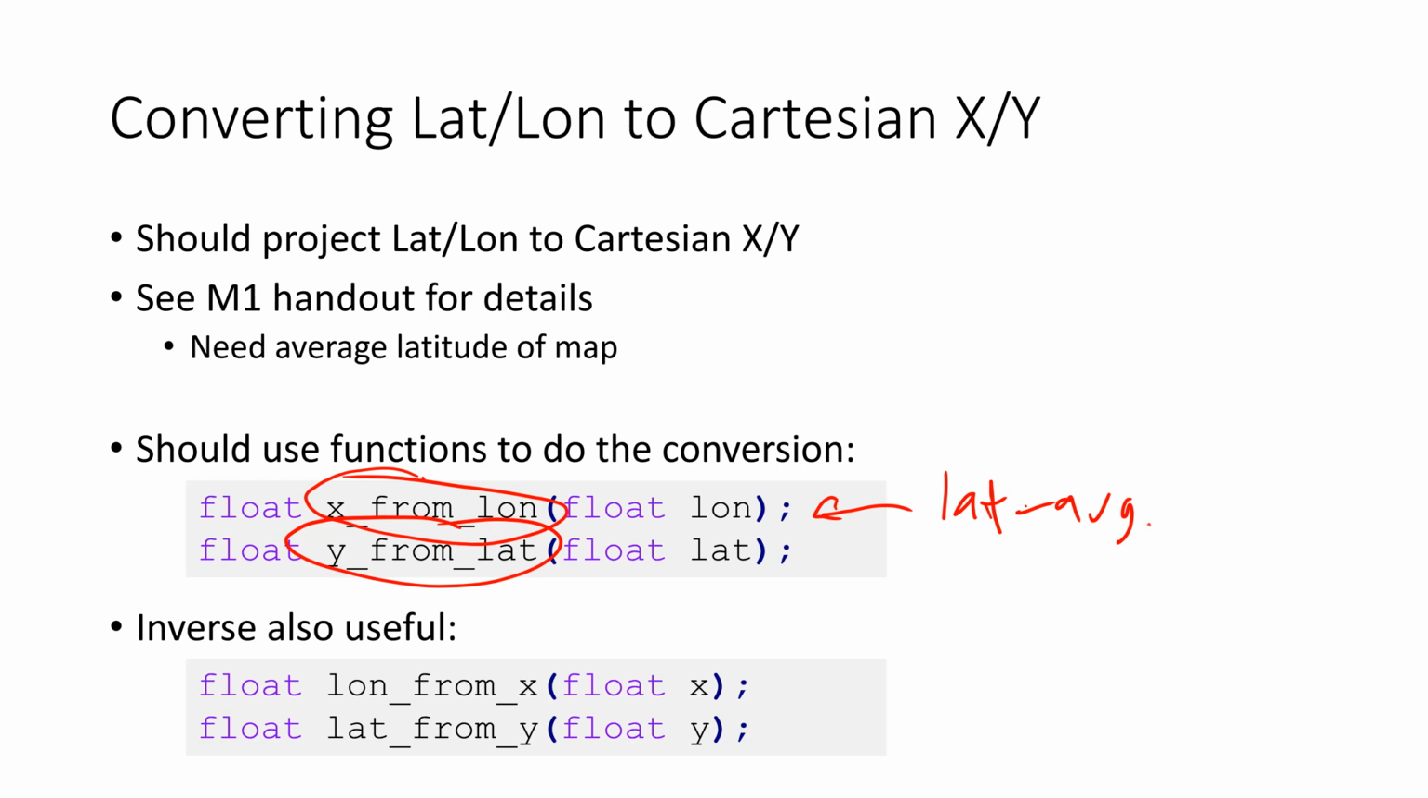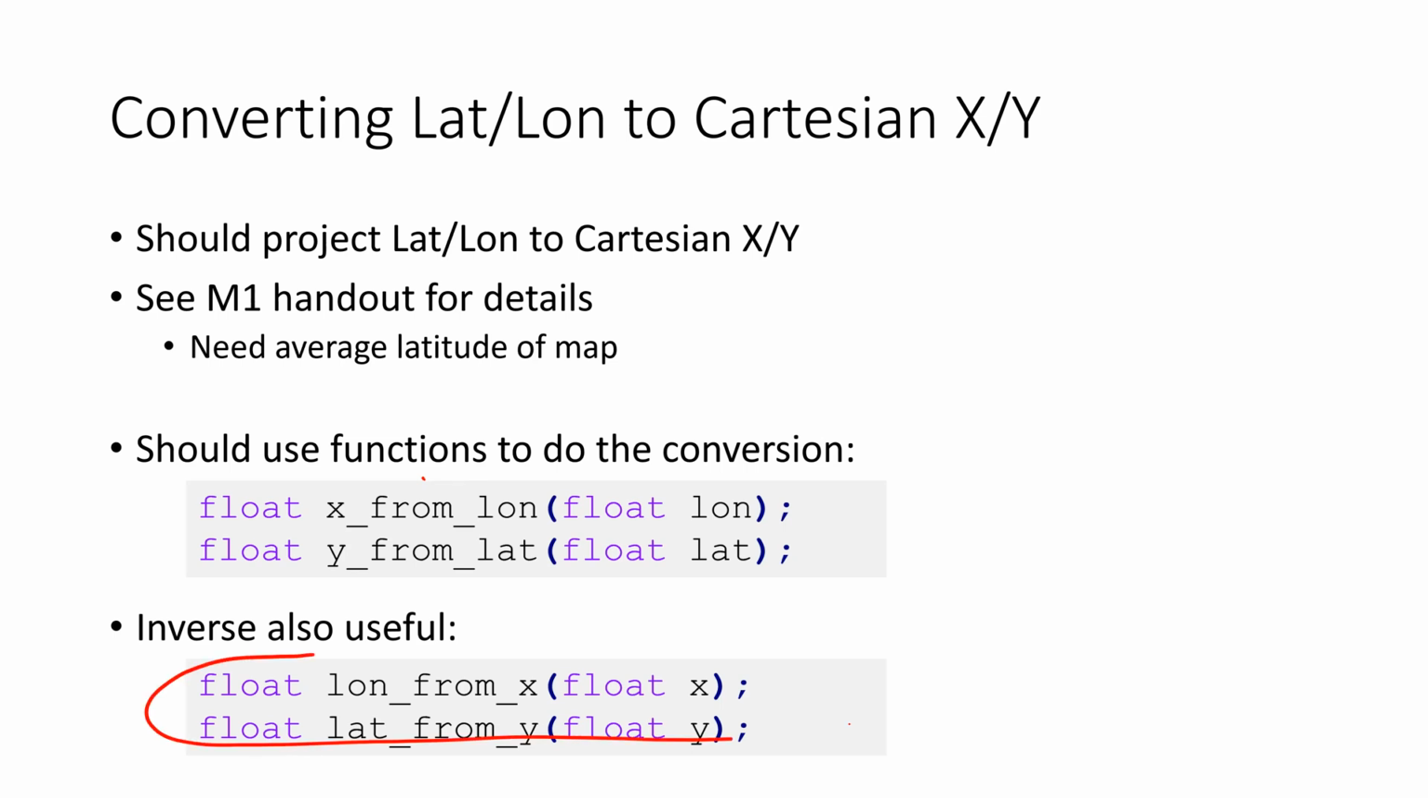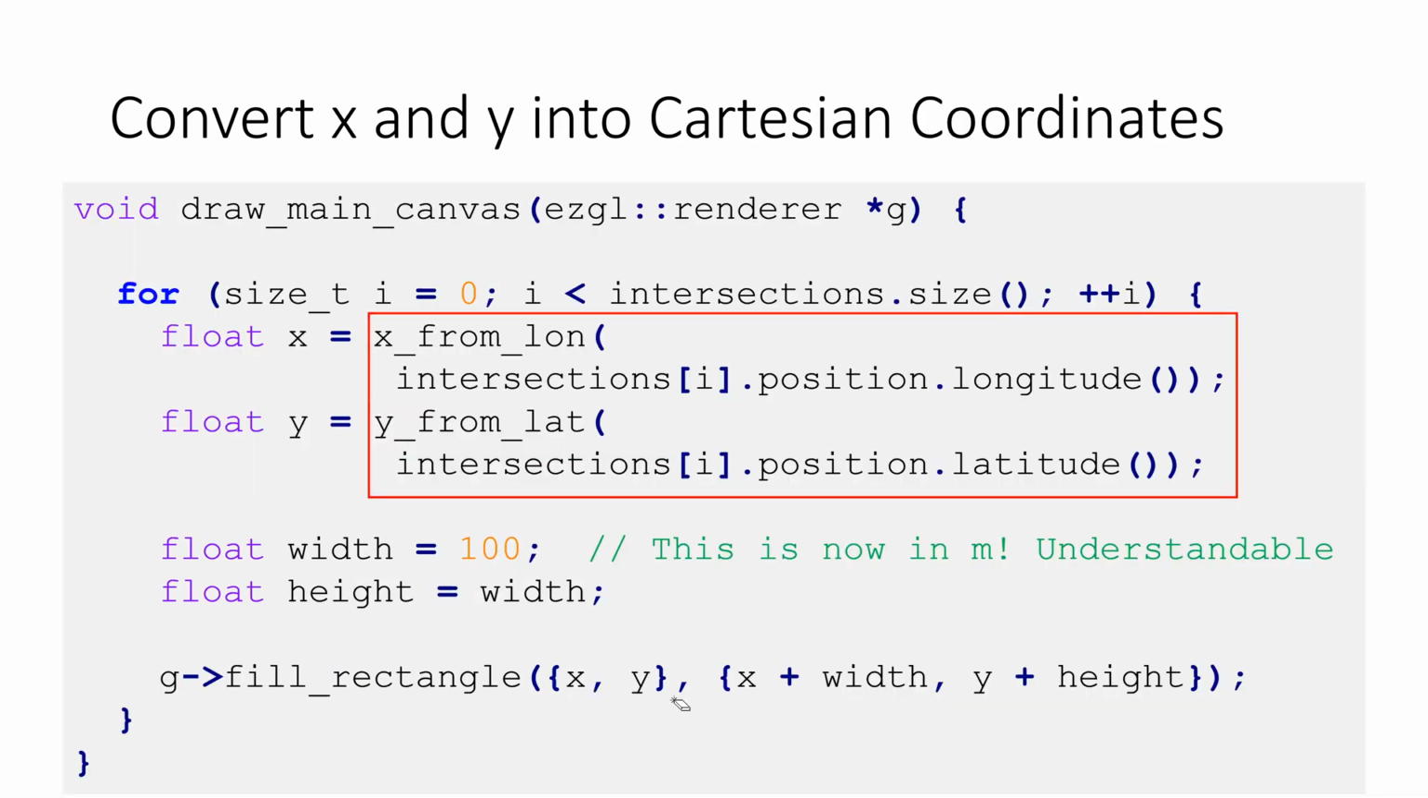But at least do some helper functions. Don't scatter this all over your code. We're going to wind up with these conversions being used a lot. Also, the inverse can be useful. So I'm going to invert the equations that are in milestone 1 using my amazing knowledge of algebra. And I'm going to write the functions that can get me a longitude from an x coordinate and a latitude from a y coordinate too. And I'm going to use those later on.